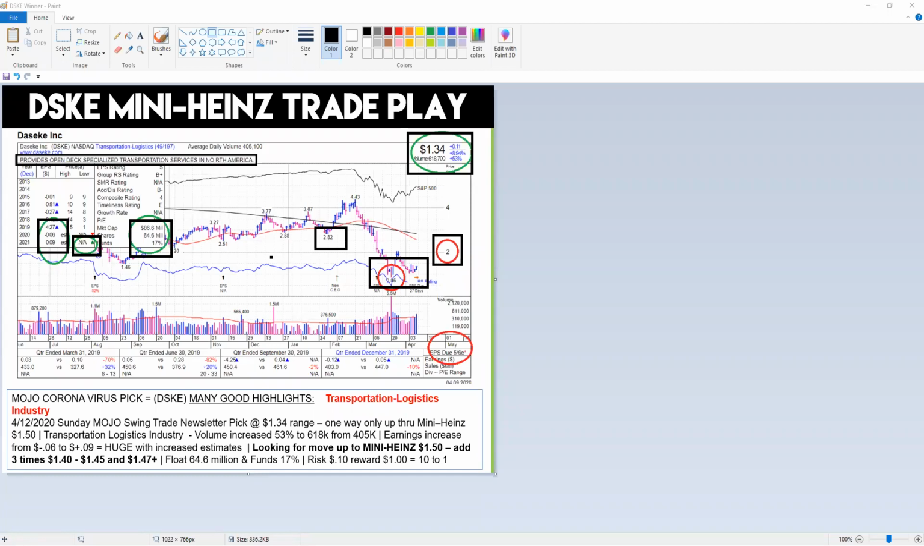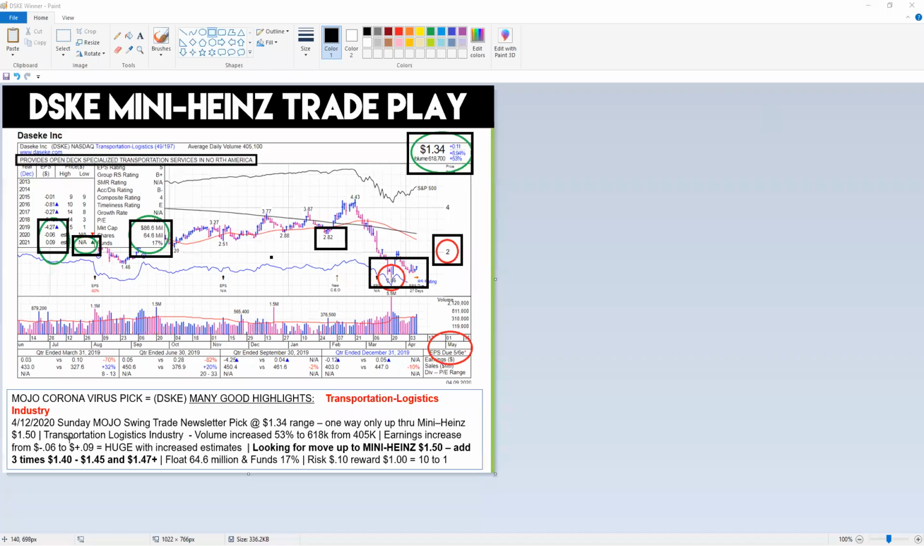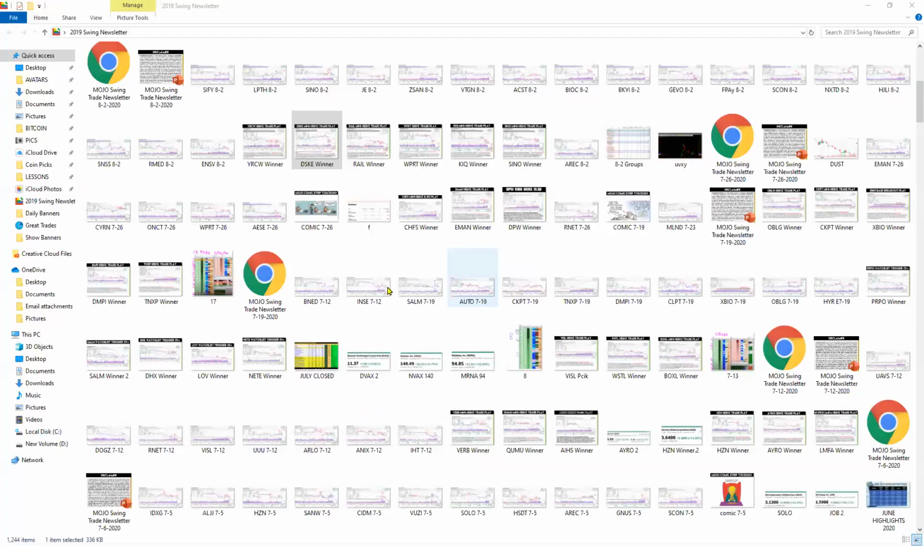I wouldn't mind taking a look at where some of these are right now, as a matter of fact, because they were just recent picks, you know what I'm saying? So DSKE, recent pick, is $6.15. Where did I pick it? I picked it right here in April at $1.34. So it's up to 6. Pretty good. Then you got another one.